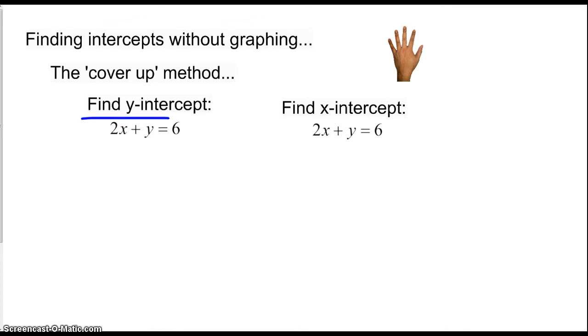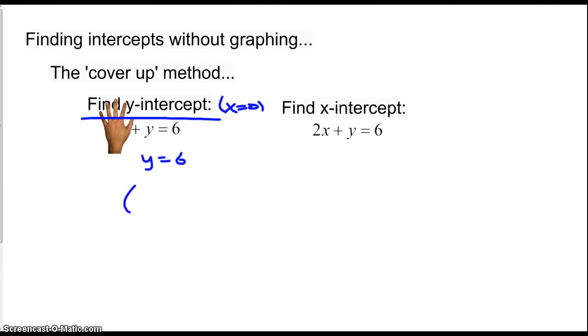Let's say I wanted to find the y-intercept, and I know that happens when x is 0. All I'm going to do is take my hand and put it over the x term, right? If x is 0, that 2x right there is going to go away. And what I'm left with is the equation y equals 6. And so I can just solve: when x is 0, y is 6. So I don't even really write out what happens when I substitute 0. I just literally cover it up with my hand.